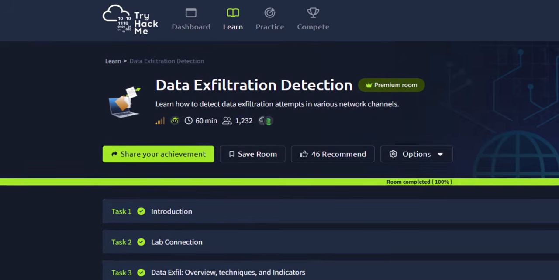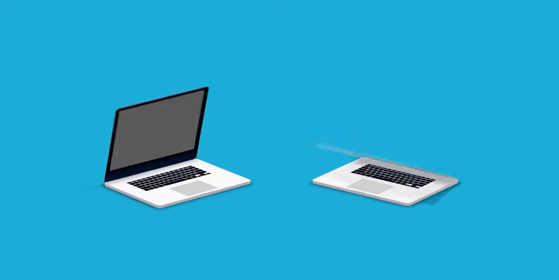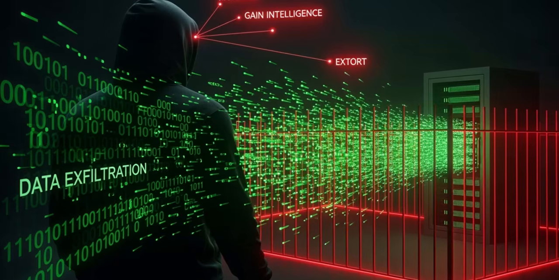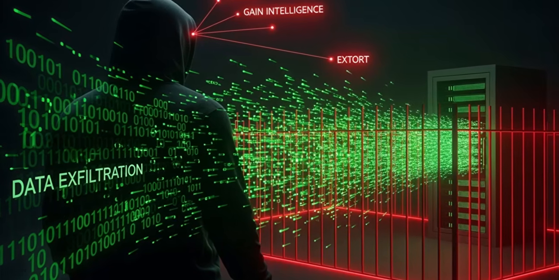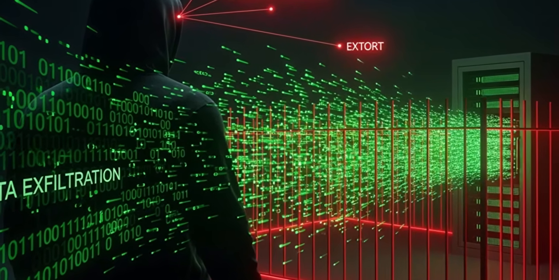So let's get started. Data exfiltration, simply put, is unauthorized data leaving your secure network, secure device, secure host, whatever you want to call it. It is not just about someone copying a file, it's a strategic adversary objective: monetize, gain intelligence, or extort. That's the ultimate objective of data exfiltration.